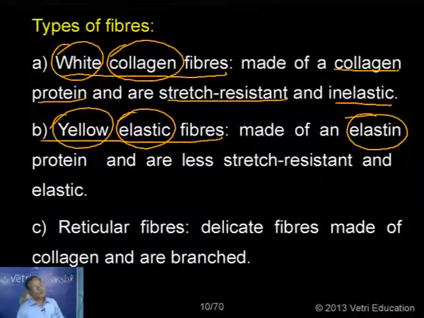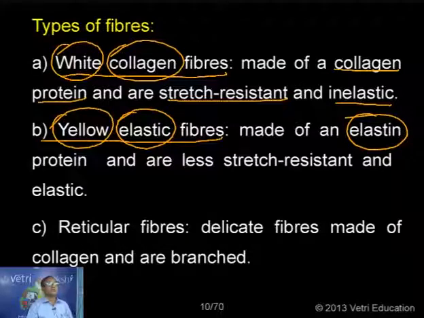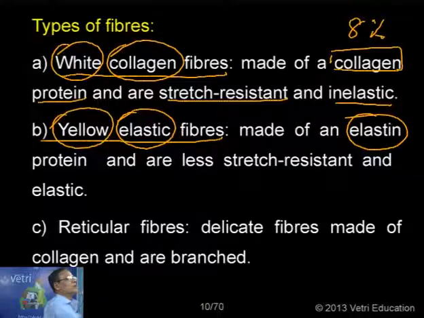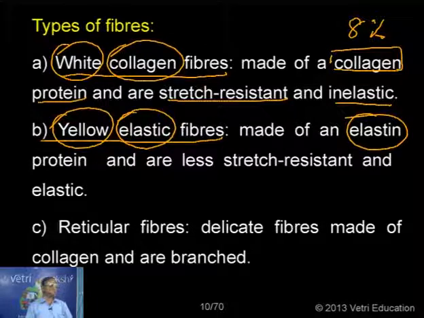So the white fibers contain the collagen protein, the most abundant protein in the human body. That is one of the questions asked. The most abundant protein in the human body is nothing but collagen, constituting nearly 8% of the body weight. Now the yellow fibers, elastin protein, which is highly elastic in nature, less stretch resistant.